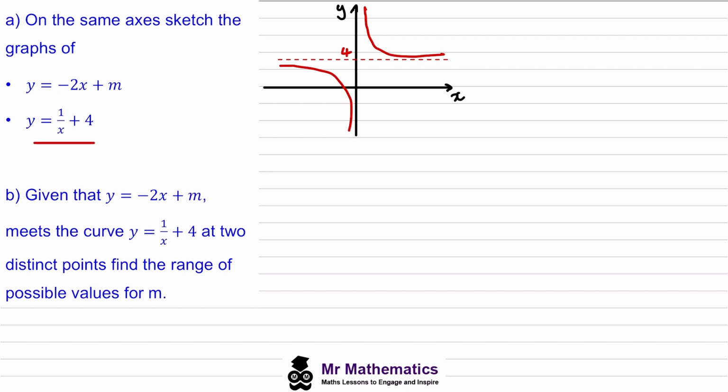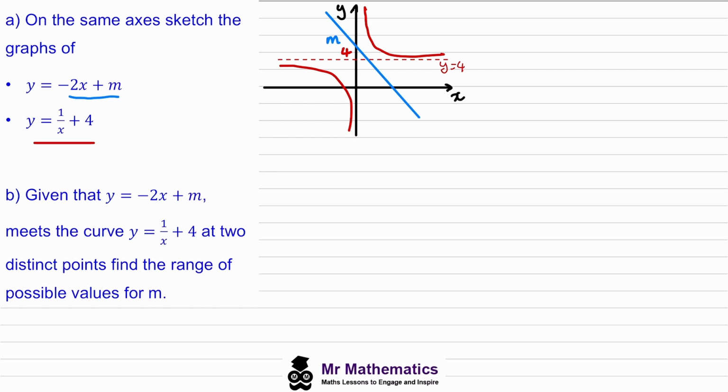Then if we sketch y equals negative 2x plus m, and I assume that m is a positive constant, this will have a negative gradient, but an intercept of m. And I'll label this asymptote as y equals 4.